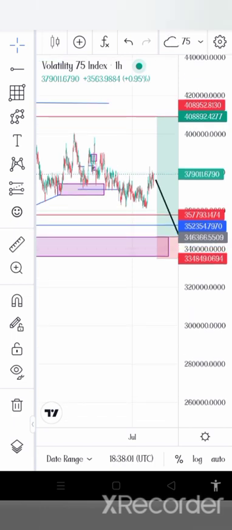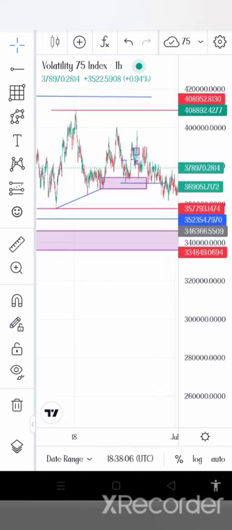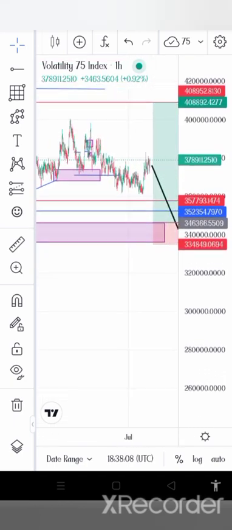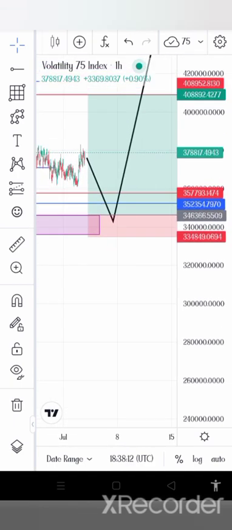So that's how you analyze synthetics. Basically, don't joke with this liquidity. It's very important. Know the structure, know liquidity, and find your entry. That's basically how you analyze the synthetic market, and also all types of financial market too.